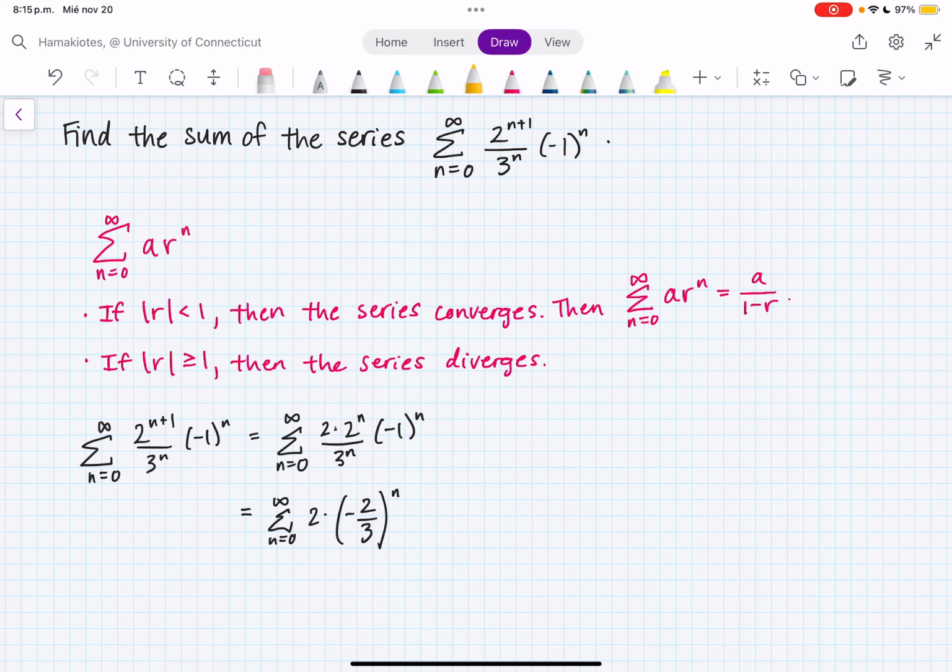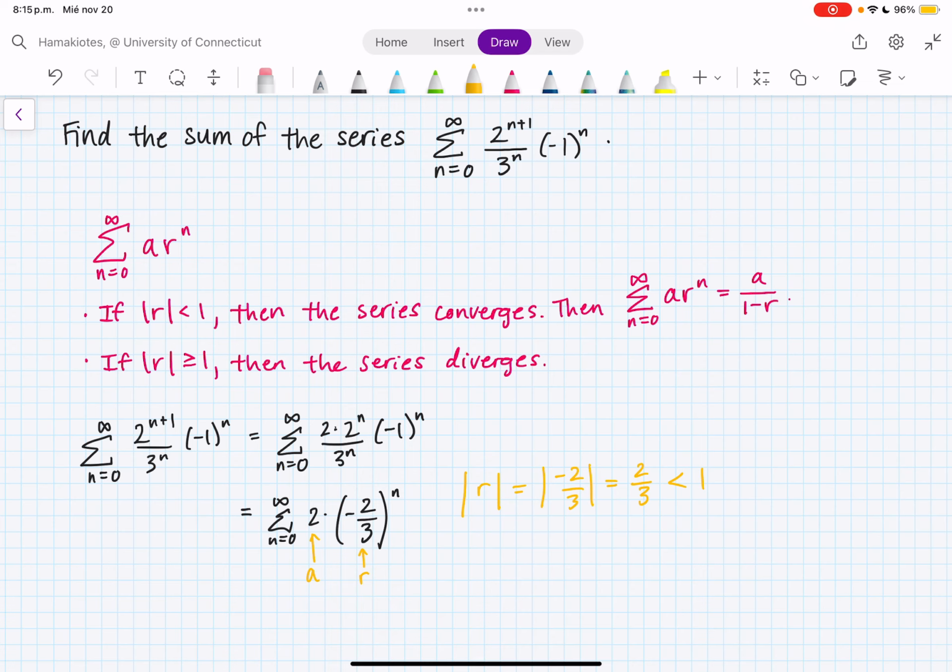So now what I have here is 2 is a, and minus 2/3 is r. So now let's check. The absolute value of r is equal to the absolute value of minus 2/3, which is just 2/3, and that is less than 1. So yes, this series converges as we expected.